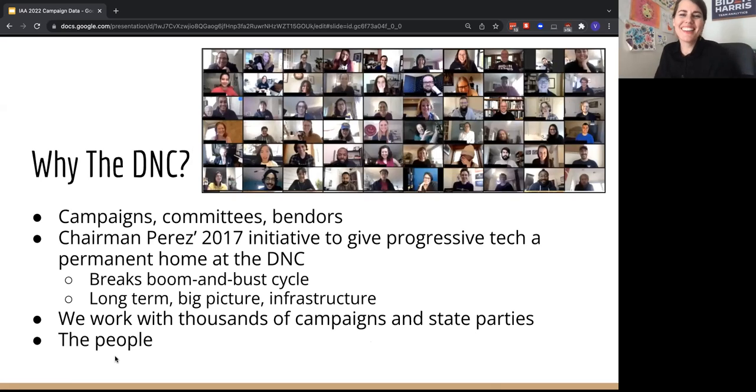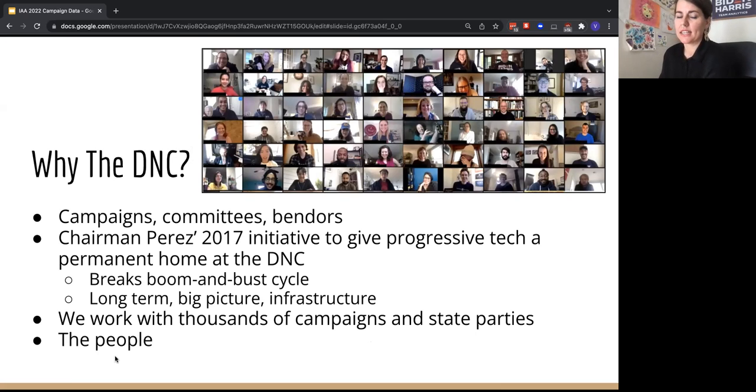Okay, so why the DNC? This is one of our Zoom shots. So this is campaigns, committees, and vendors. There are different actors in the political data science space. There are campaigns, which most people are familiar with.